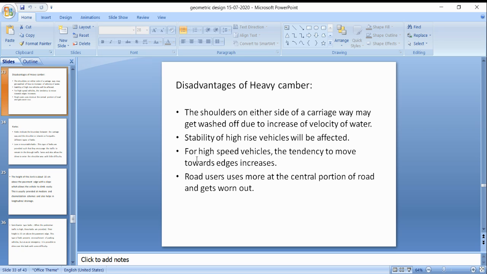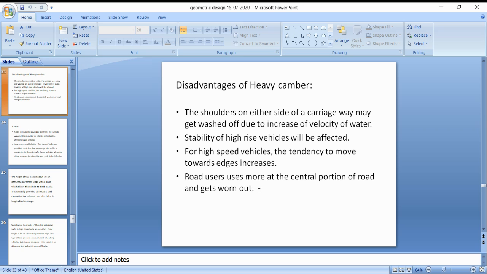So the stability of high-rise vehicles will be affected. If any high-load vehicle is going on the road, what will happen? On the affected and washed off area, the vehicle will go down and fall, losing stability at that location. For high speed vehicles, the tendency to move towards the edges increases. So the vehicle will not move at the center of the road, it will go to the edge of the road.